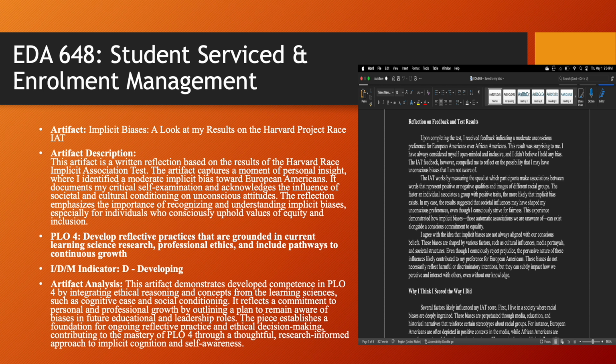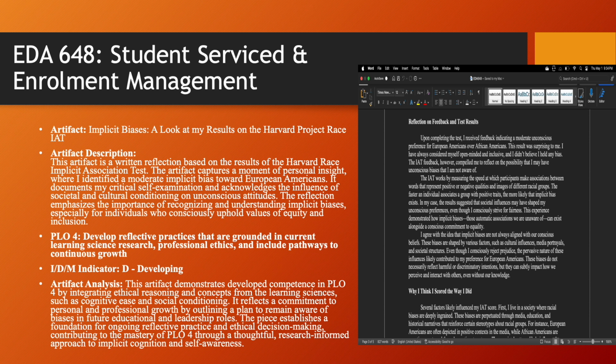Within this assignment, I have associated it with PLO4, develop reflective practices that are grounded in current learning science, research, professional ethics, and include pathways to continuous growth. And I have given myself a level D in this skill set. My analysis is that this artifact demonstrates developed competence in PLO4 by integrating ethical reasoning and concepts from learning science, such as cognitive ease and social conditioning.